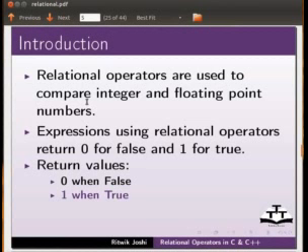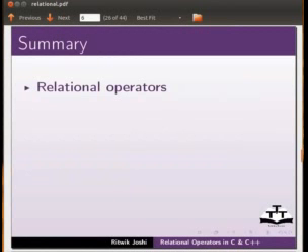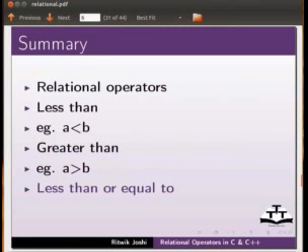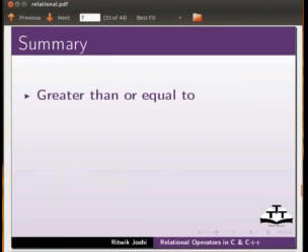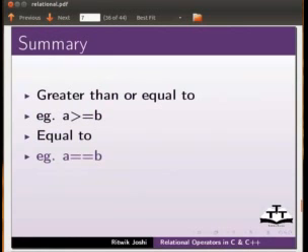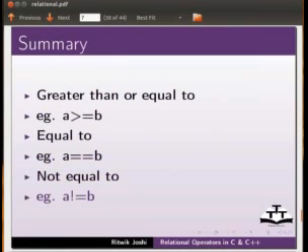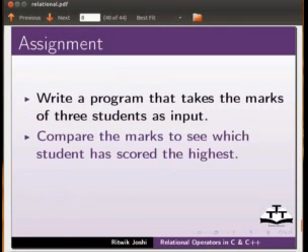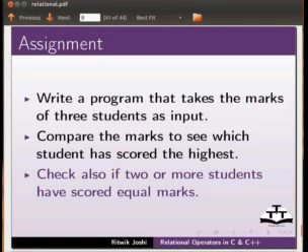Let us now summarize the tutorial. In this tutorial we learned relational operators like less than, example A < B, greater than, example A > B, less than or equal to, example A <= B, greater than or equal to, example A >= B, equal to, A == B, not equal to, example A != B. As an assignment, write a program that takes the marks of 3 students as input. Compare the marks to see which student has scored the highest. Check also if 2 or more students have scored equal marks.